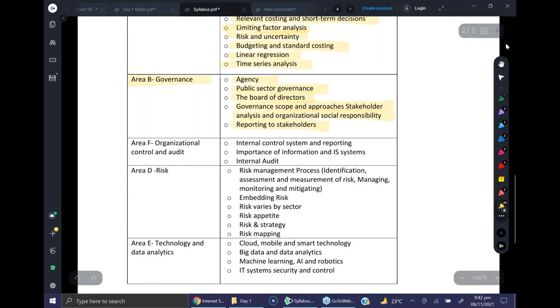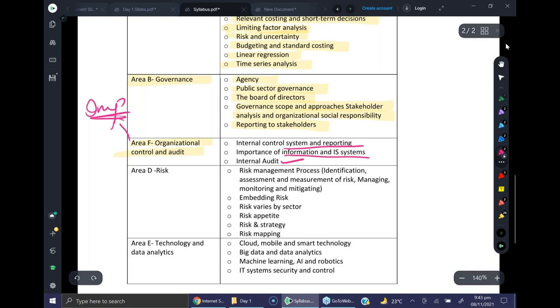Okay, organizational control and audit. Now please listen to me very carefully. This is a very important area, very frequently tested. So you may be getting a question on this in December as well. Here the examiner normally talks about control systems and reporting the control weaknesses, asks for different suggestions to improve the weaknesses, and a little bit about information systems and internal audit.